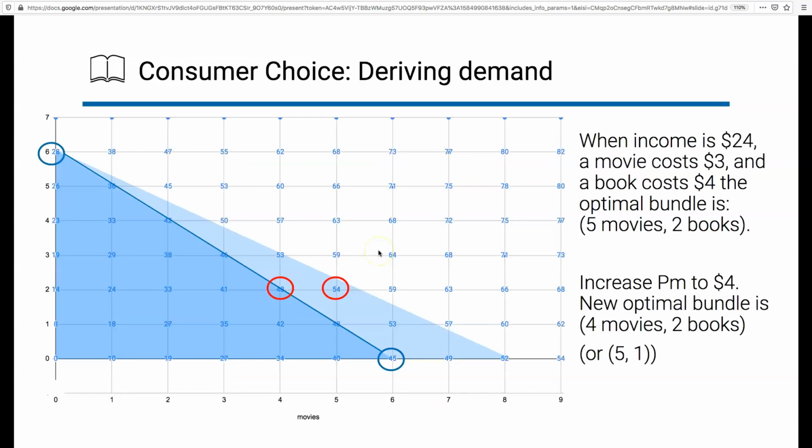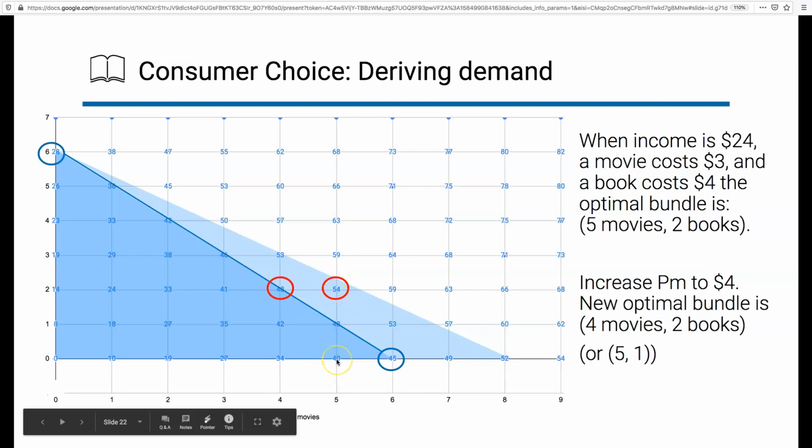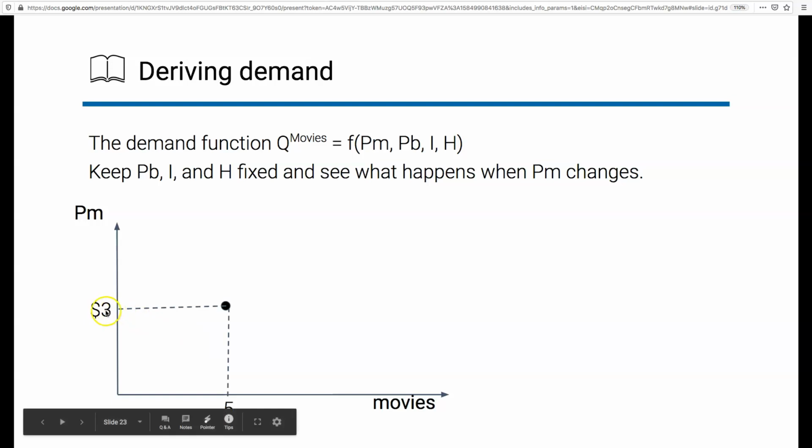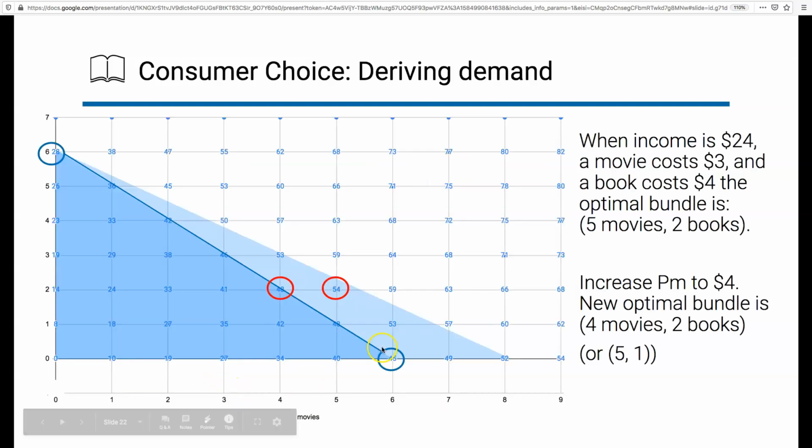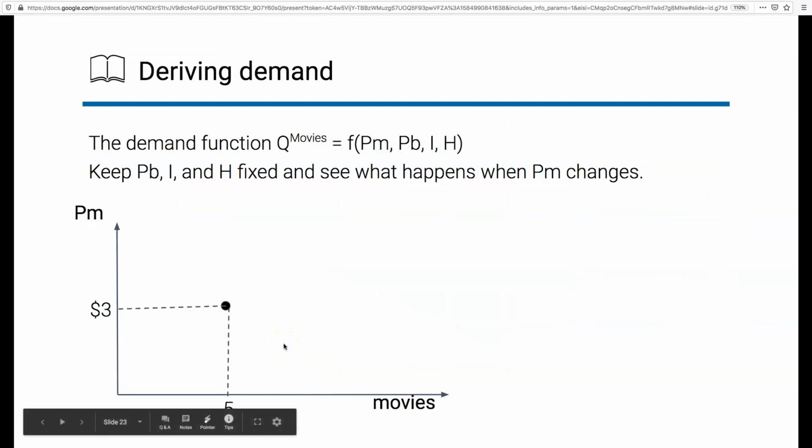So going back to the original story, when the price of movies is $3 per movie, the consumer finds it optimal to buy 5. So plot that. With $3 per movie, buy 5 movies. Change the price to 4, budget line shifts, optimal bundle shifts, and the new optimal number of movies is just 4. Plot that as well.